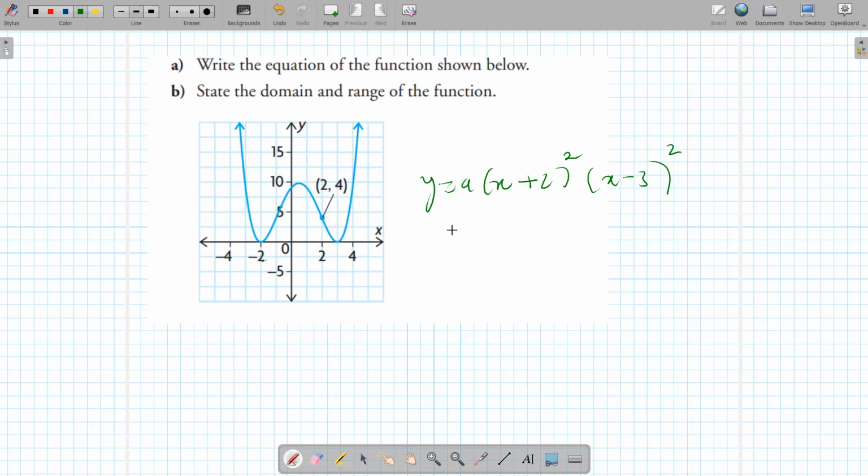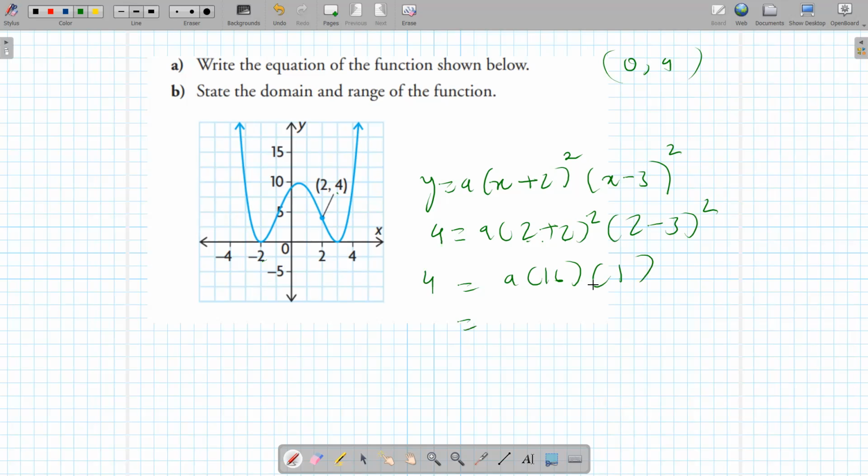And in this one, they have not given us the y-intercept, but they've given us a point. It's the same idea, right? If they give you the y-intercept, then you just plug x as 0. They've given us this point. y is going to be 4, the y value, and the x value is going to be 2. You see, 2 plus 2 squared, 2 minus 3 squared. 2 plus 2 is 4. 4 squared is 16. 2 minus 3 is -1. What's -1 squared? +1. Exactly. So we have a times 16 times 1 equals 4. So a is going to be 4 divided by 16, which reduces to 1 over 4. Therefore, our equation is simply y equals 1 over 4, and then there we go.